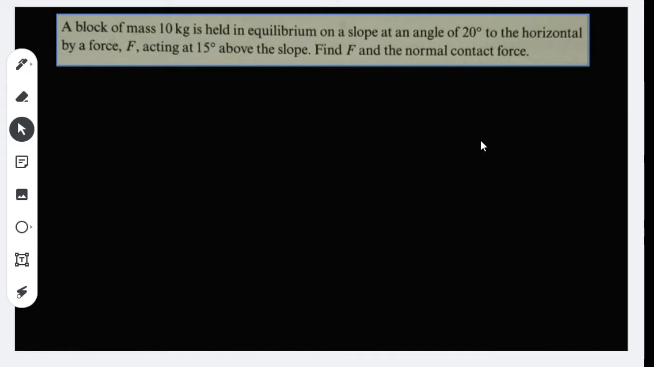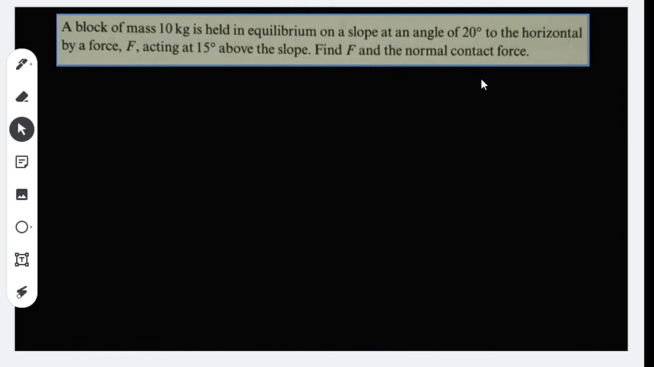So the problem says a block of mass 10 kilograms is held in equilibrium on a slope at an angle of 20 degrees to the horizontal by a force F acting at 15 degrees above the slope. Find F and the normal contact force. So our problem is to find F and also the normal contact force.